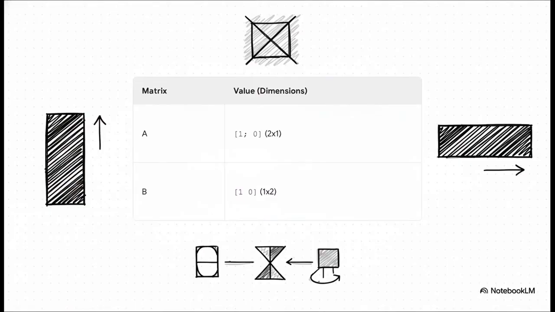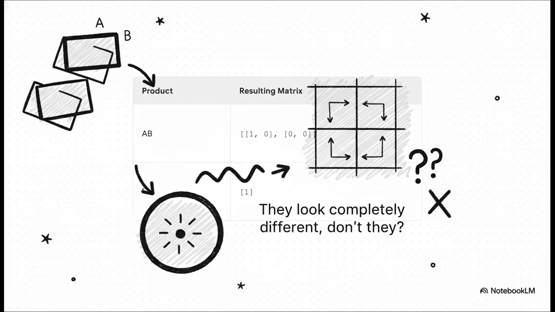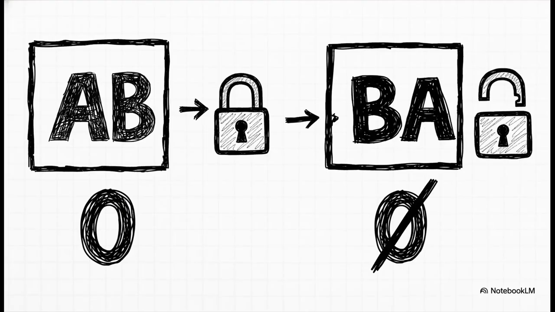And you don't have to take my word for it. Let's look at a cold, hard counterexample. We'll use two non-square matrices here. Matrix A is a 2 by 1 column vector, and matrix B is a 1 by 2 row vector. So what happens when we multiply them? Well, A times B gives us a 2 by 2 matrix. But B times A? That gives us a tiny 1 by 1 matrix, which is really just the number 1. They couldn't look more different, could they? And here's the real kicker.